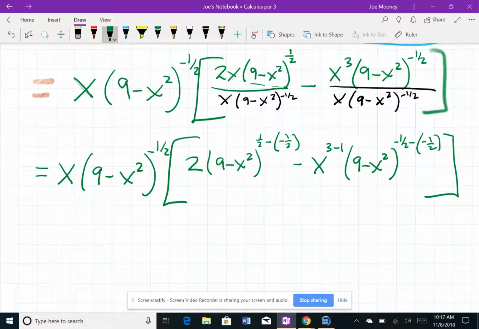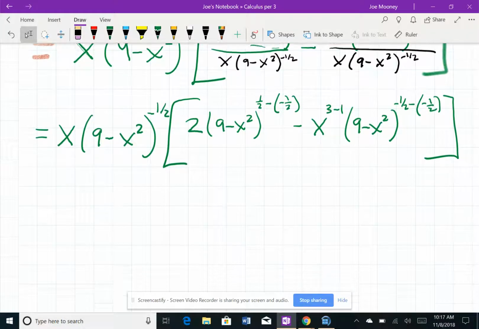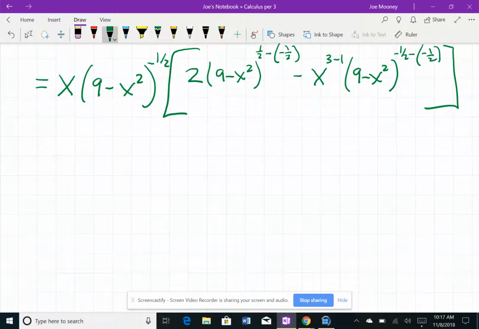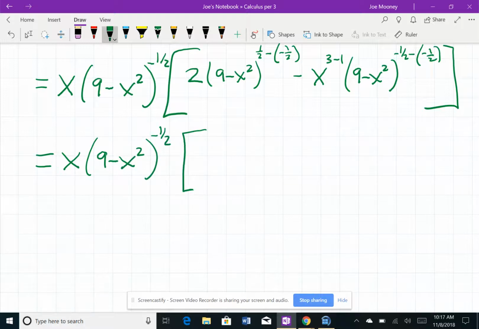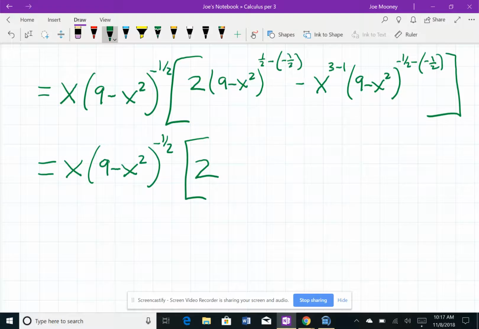Okay, so let's just keep going. All it's going to take is practice on difficult ones, and you'll have this down. It'll be fine. So then let's just move up. So we obviously have our x, we have our (9 minus x squared) to the -1/2 power. Now, we have our 2. Now, help me out. So I have 1/2 minus a -1/2. So 1/2 minus a negative becomes positive. So 1/2 plus 1/2 becomes 1. So that means I've got (9 minus x squared) to the power of 1.